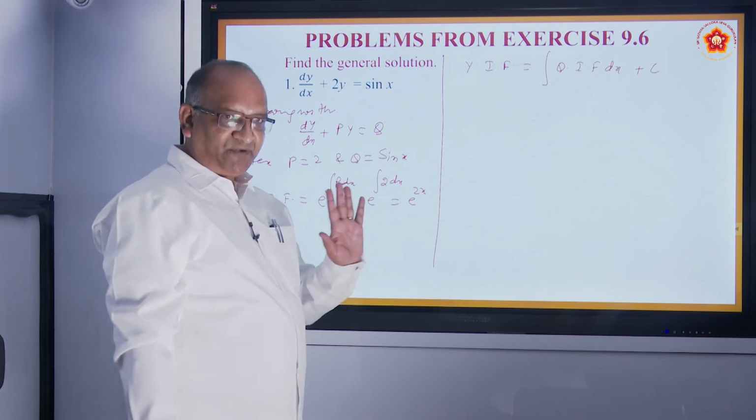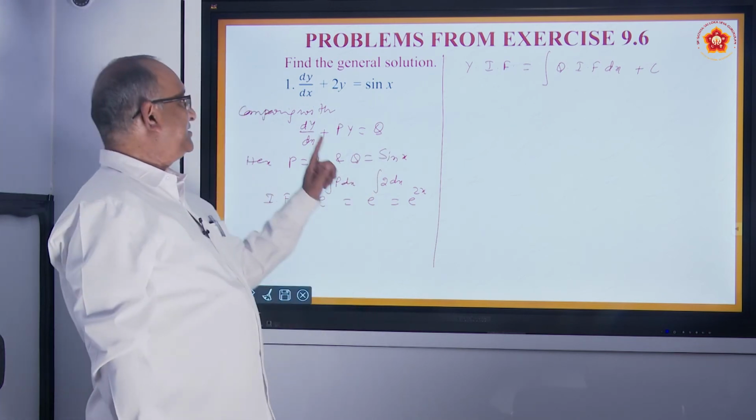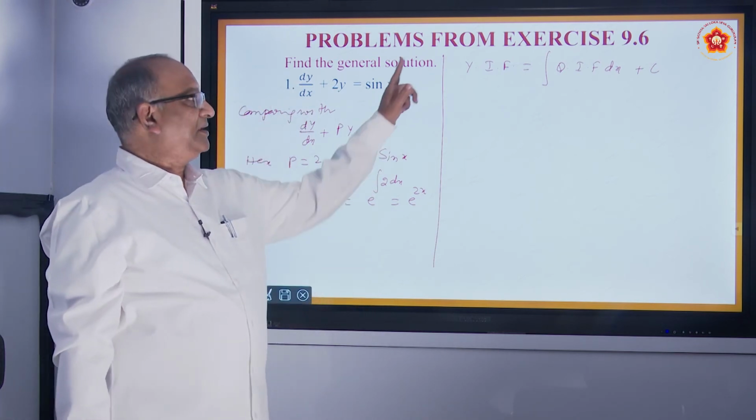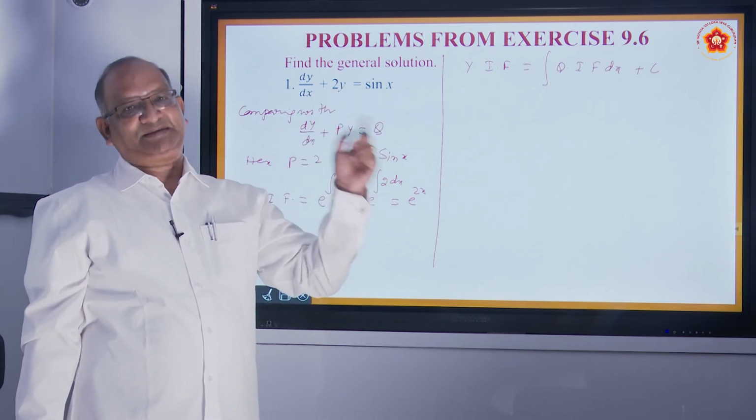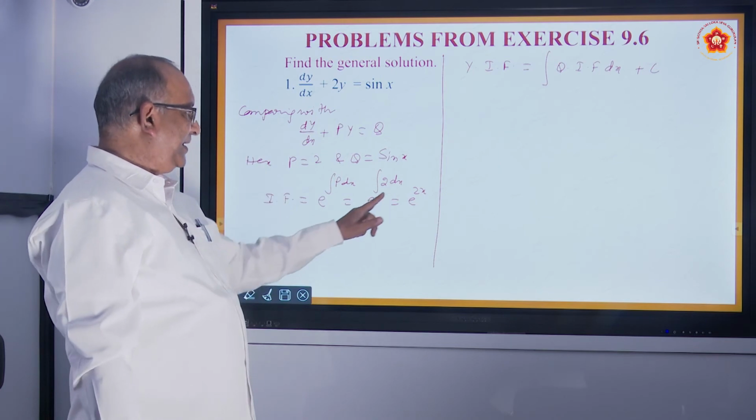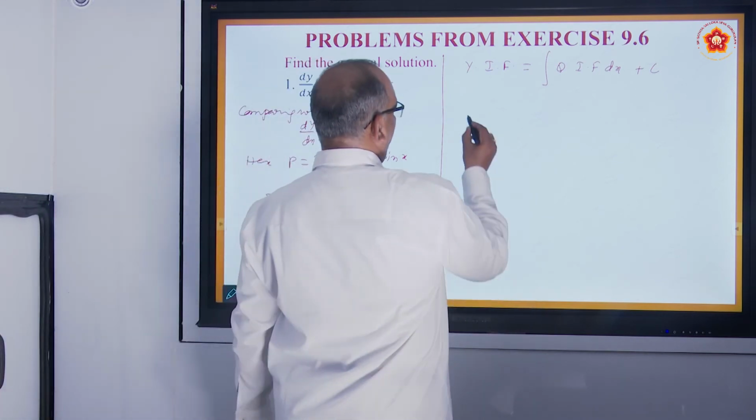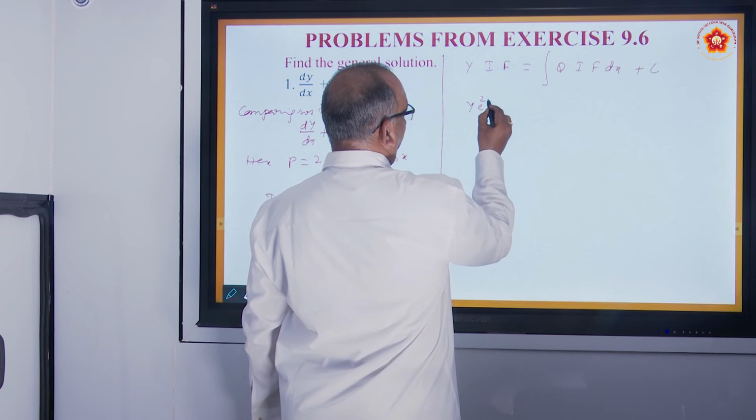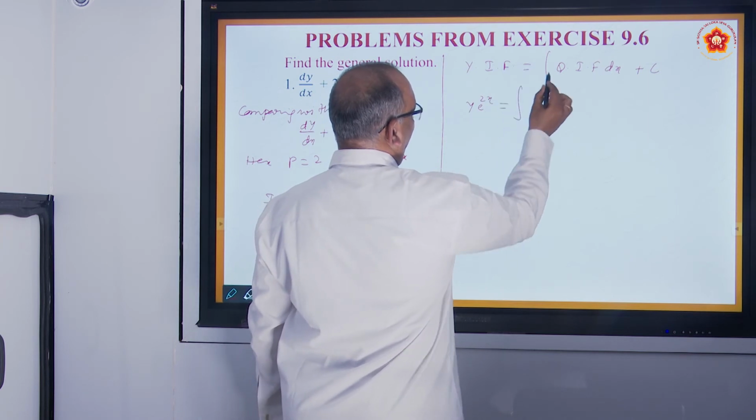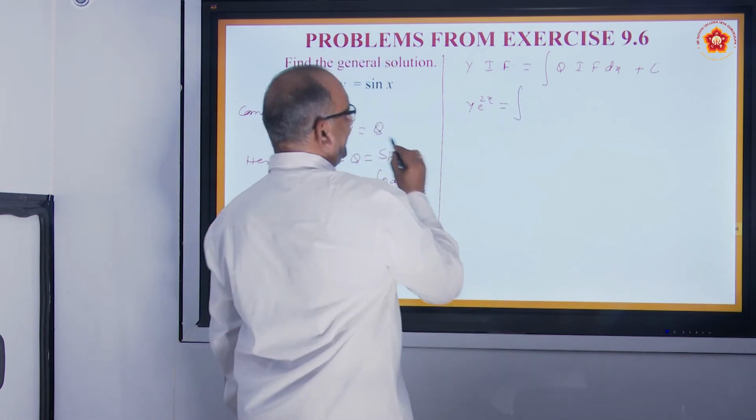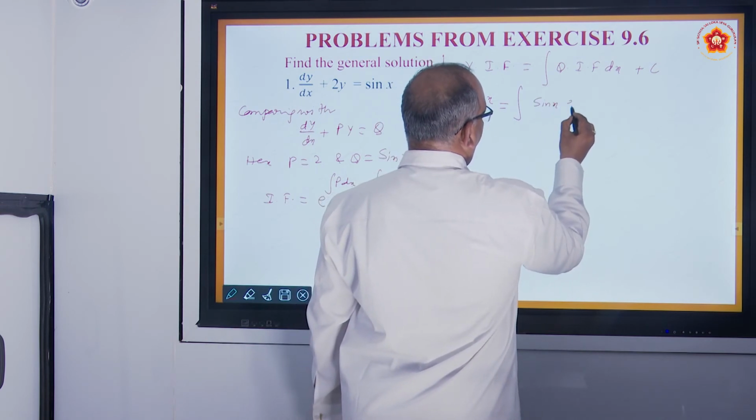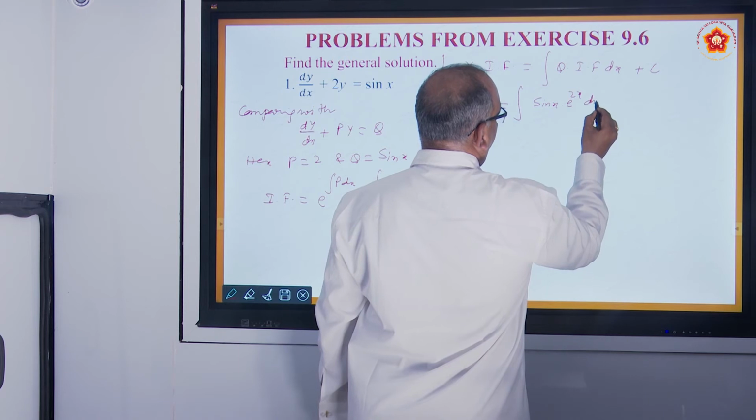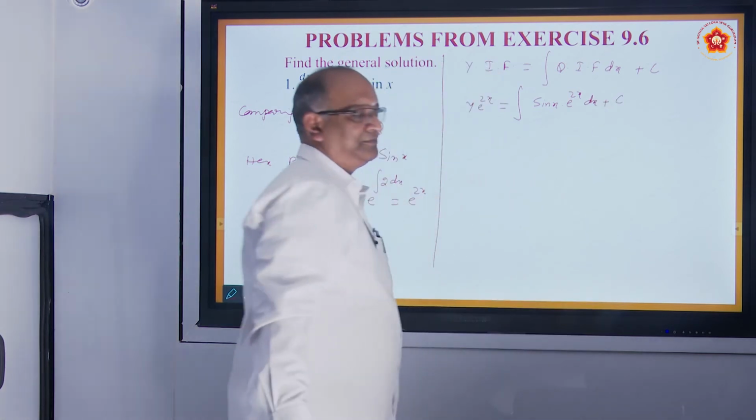Y is y only. Whenever the equation is in terms of dy by dx, you will get y. If it is in terms of dx by dy, you are going to write x. So y remains y, the integration factor is e to the power 2x, equal to the integral of q. What is q here? Sin x into e to the power 2x dx plus c.